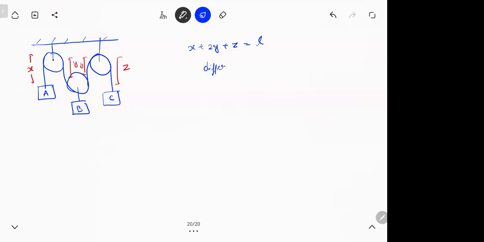Then you differentiate. Then you get dx by dt plus 2 times dy by dt plus dz by dt. On the right side, it is 0. So this is velocity of A plus 2 times velocity of B plus velocity of C, equal to 0. This is a relation. Like exactly how do we use this thing?